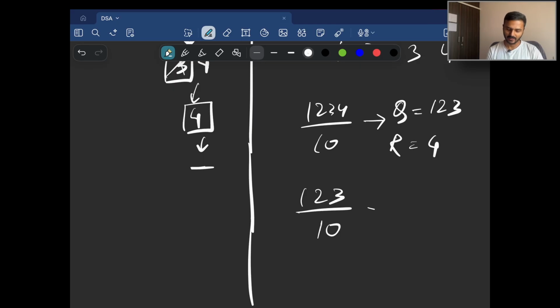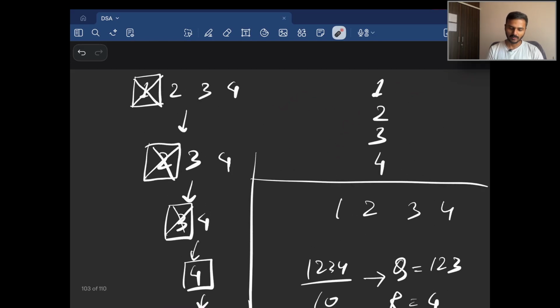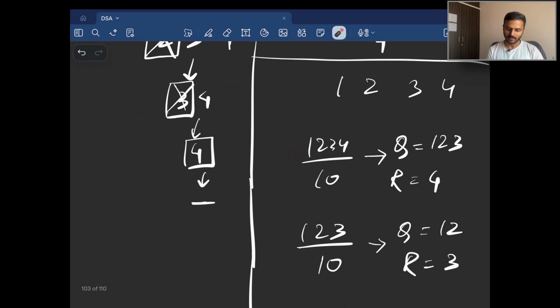So we go for 123 by 10. That gives us 12 as the quotient and 3 as the remainder. This 3 is the last digit of 123, but it's the second last digit of the original number. If you continue this way, you get all the digits of the given number from last to first. Now, can we use something similar to get the digits from first to last? We can. We can use division, but of course, dividing by 10 won't help.